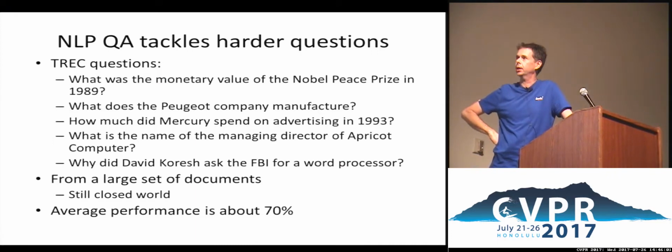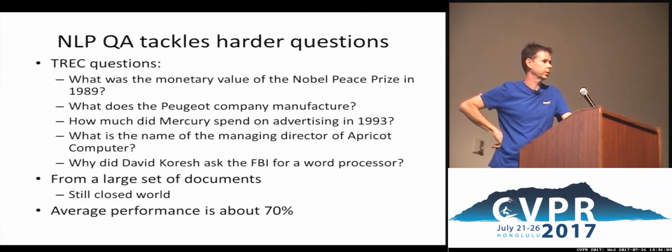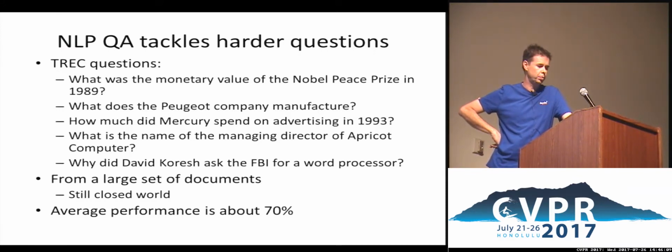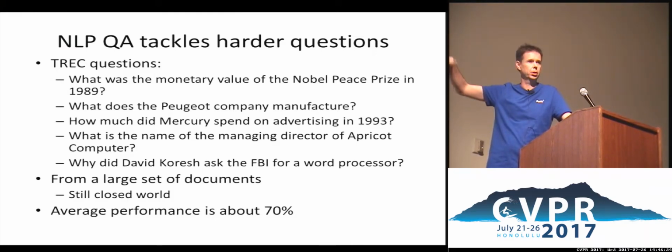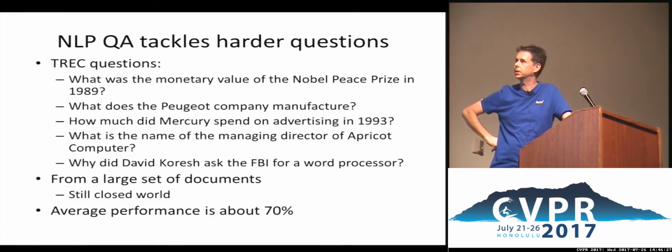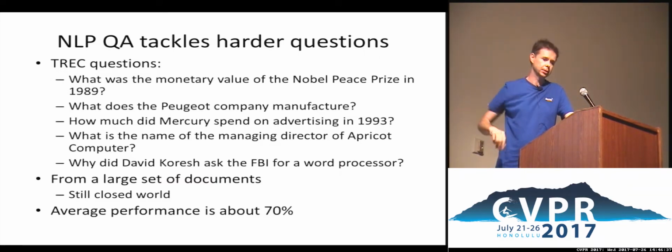NLP QA tackles harder questions, right? They've been doing it for longer, and there are a bunch of advantages and disadvantages from what they do, but one of them, what was the monetary value of the Nobel Peace Prize in 1989? We're quite a long way from asking that question, right? They do it with a large set of documents, so it's closed world, or at least these examples come from a closed world thing, but those methods got 70% on those things, right? It's 3 gigabytes of images of text that got sent to these things. They have to read a hell of a lot to be able to find the answers.